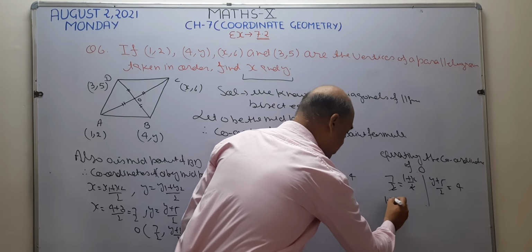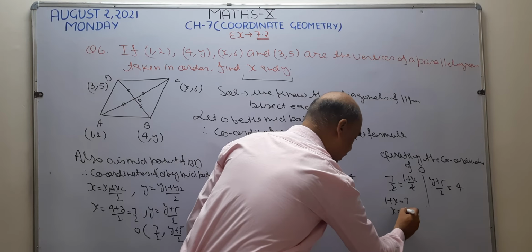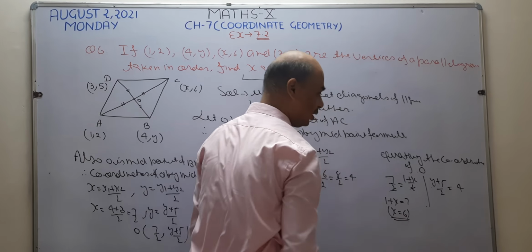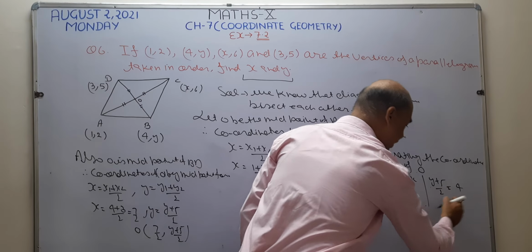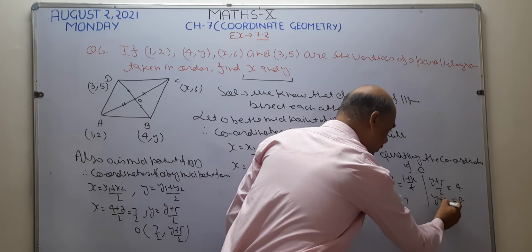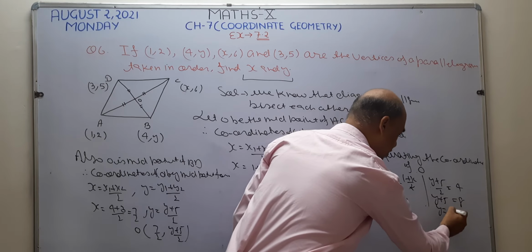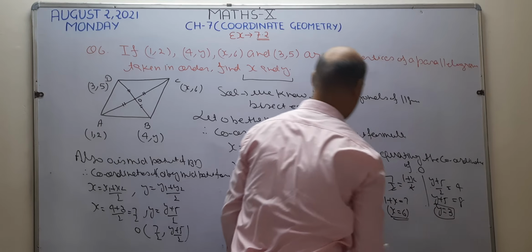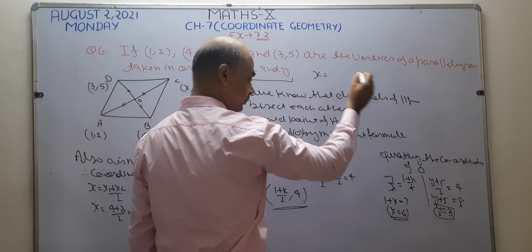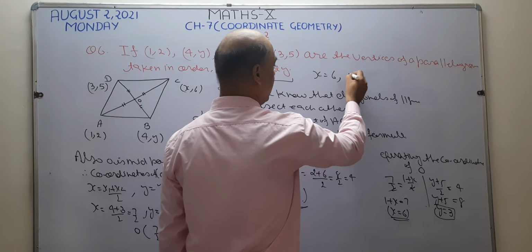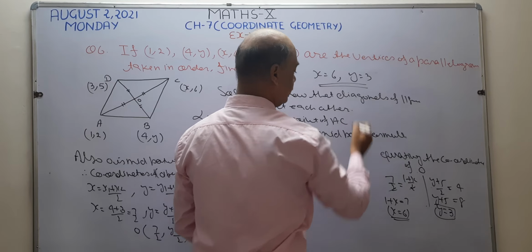Now 1 plus x equal to 7. The value of x becomes 6. This is your first answer. Now 2 4s are 8. I take cross multiply. What is left? y plus 5 equals 8. The value of y becomes 8 minus 5, which is 3. The value of x becomes 6 and value of y becomes 3. This is the answer.